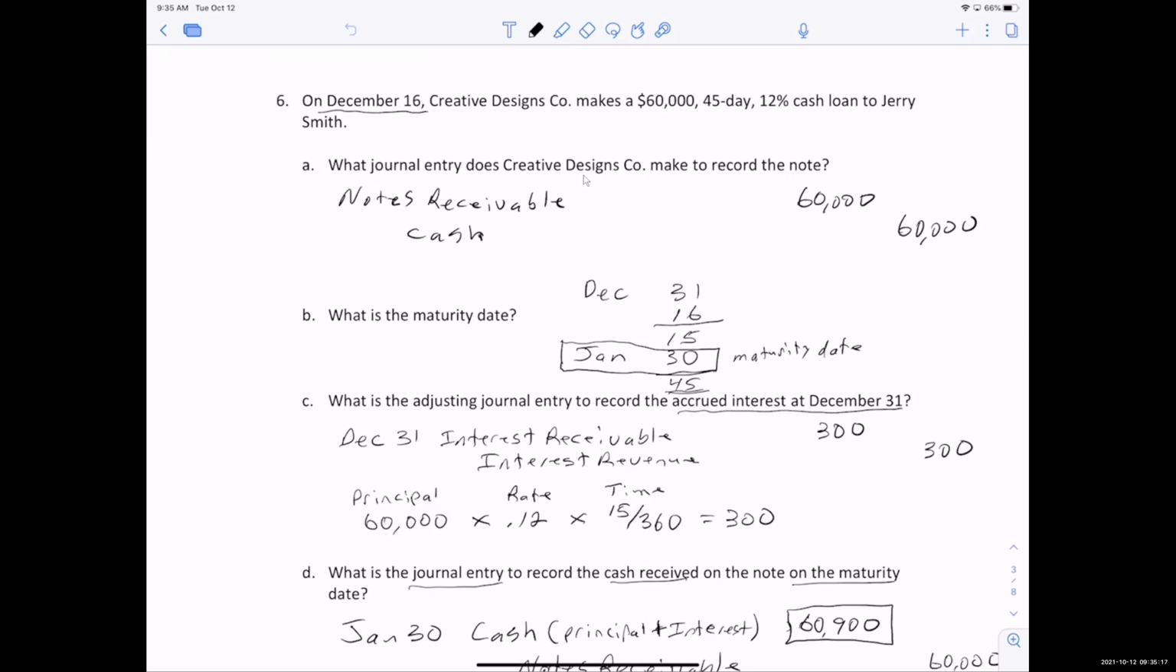So how do you do that to record the note? Simply debit notes receivable 60,000, and then credit cash 60,000. Okay. Now you may ask yourself, well, it's a 45-day note. So when is that note due? Well, what's 45 days from December 16?